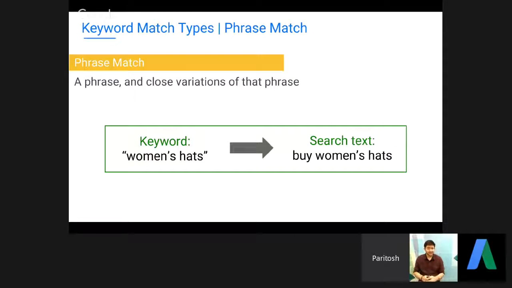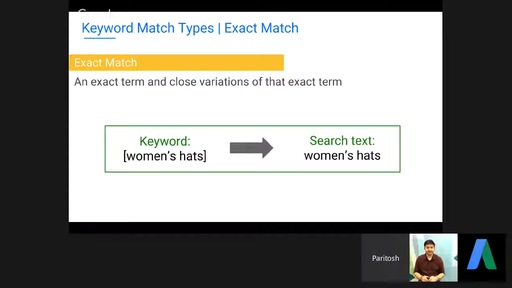Where exactly should we use phrase match keywords? So for businesses which are selling products which have a product code, and if you are aware of the fact that people will be searching for you online with a product code, that's where your phrase match keywords will come in. And getting to the most specific form of keywords, the exact match.